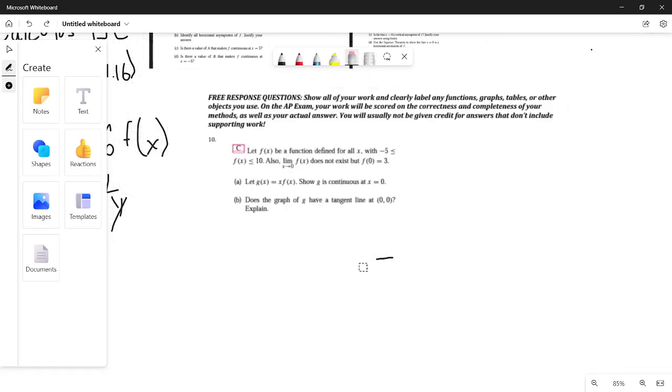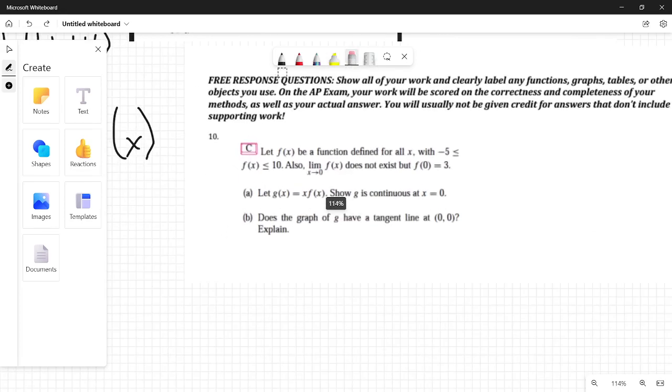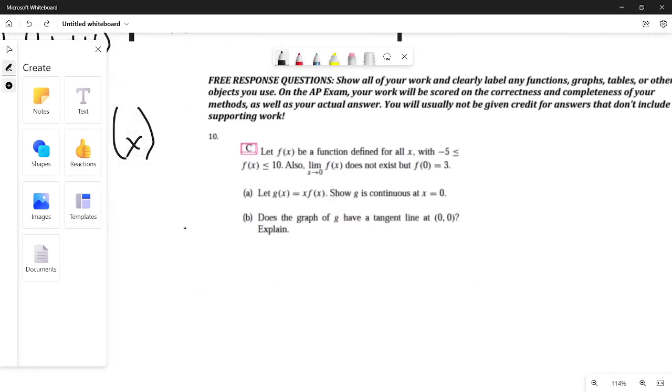Exciting. All right. I'm doing all the first four questions in real time, by the way, because I didn't do this before. Let f of x be a function defined for all x with -5 less than or equal to f of x less than or equal to 10. Another squeeze, you see. Also, the limit as x approaches 0 of f of x does not exist, but f of 0 equals 3.